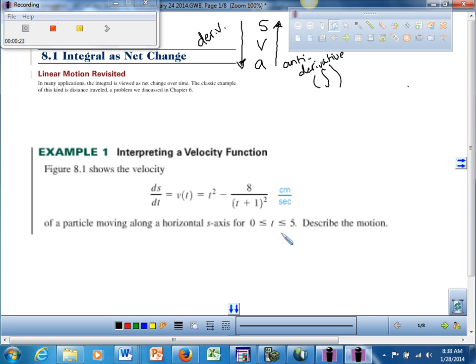All right. So the s(t), remember s generally represents position, so s'(t) would be velocity. It represents the particle moving along the horizontal, they're calling it the s-axis. From time 0 to 5, describe the motion. The first thing I want you to find is when that velocity equals 0 on your calculator.